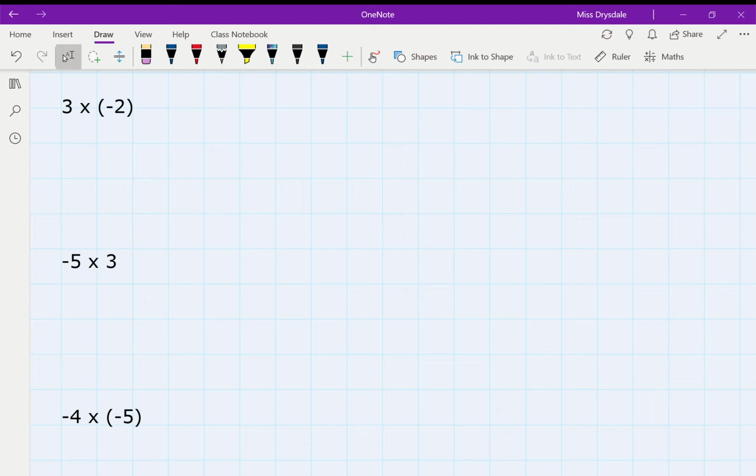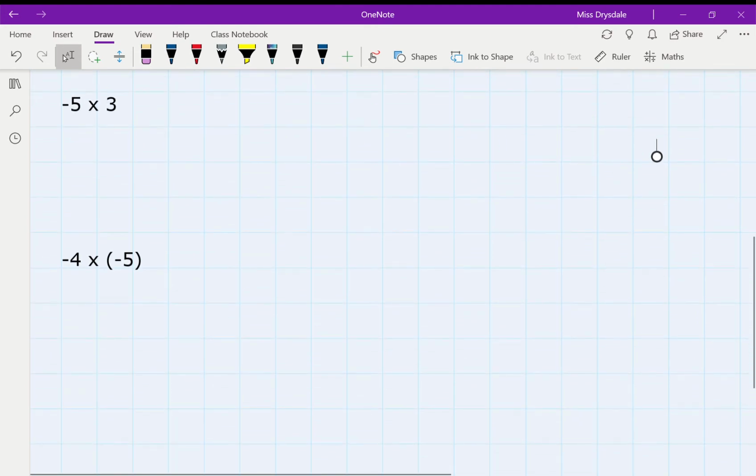Okay. I want you to think about it as repeat addition to start with. 3 lots of negative 2. So if we were going to take negative 2, add negative 2, add negative 2, you would find out that that is negative 6. So our answer here, 3 times negative 2 is negative 6. So in that example, we had the negative as our second term.